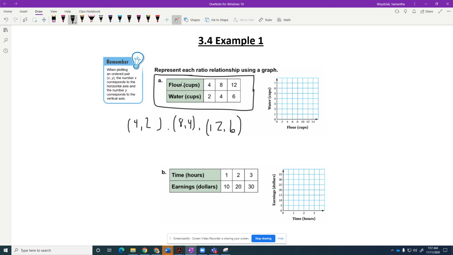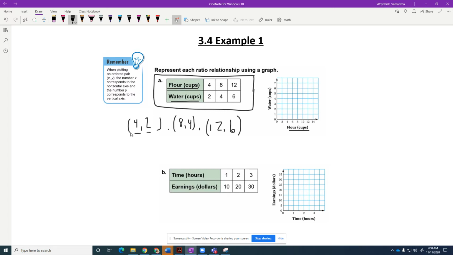Now the flour, the cups, you can already tell it's on the x-axis. That's the axis that is horizontal, whereas the water is vertical. And that's how our tables will be set up. The x will always come first, and then the y will come second. So you can see they put the x up top and the y below, so it'll go in order x, y. And when we plot, you can see right here, when we plot an ordered pair x, y, the number x is always going to be on the horizontal. The number y corresponds to the vertical.